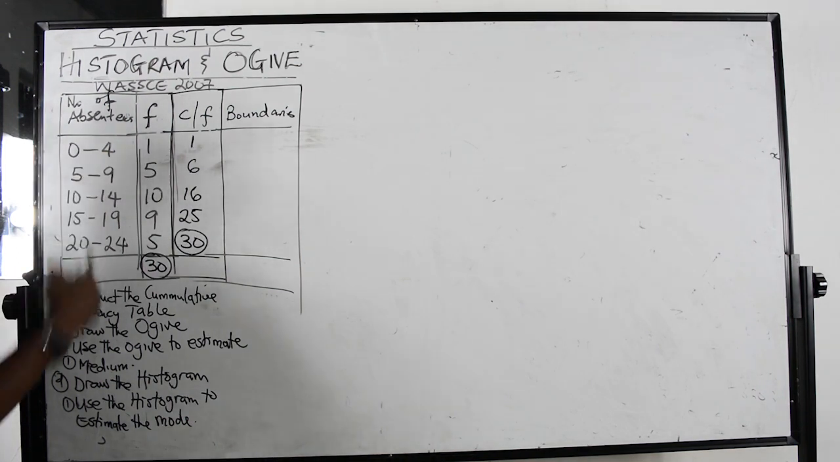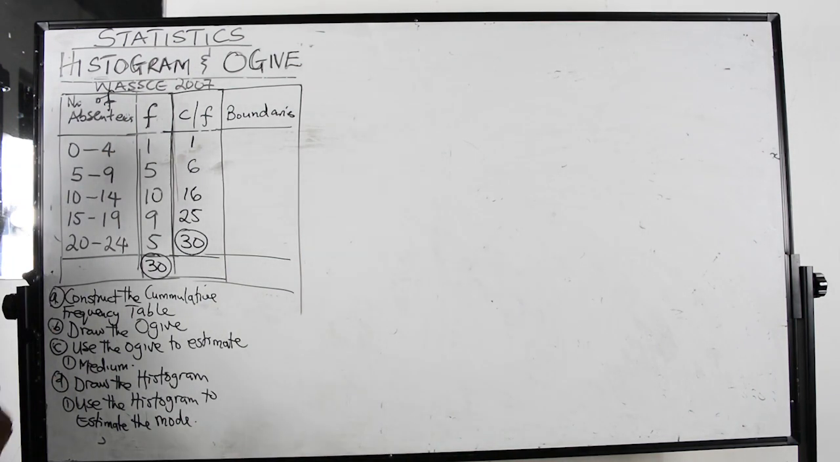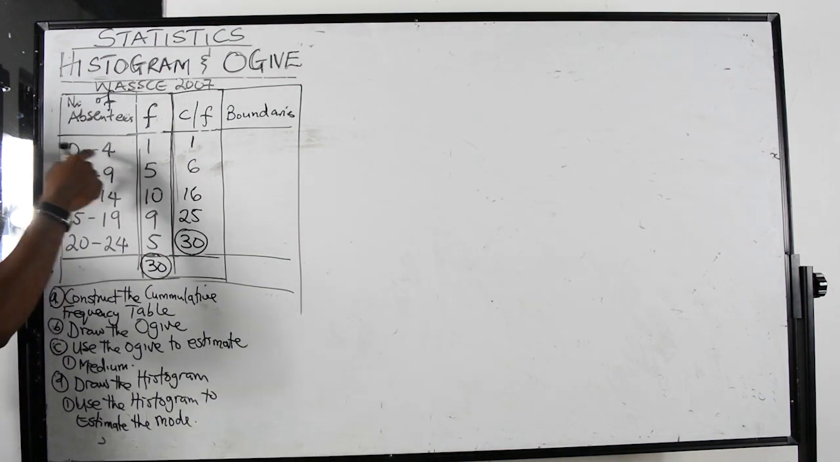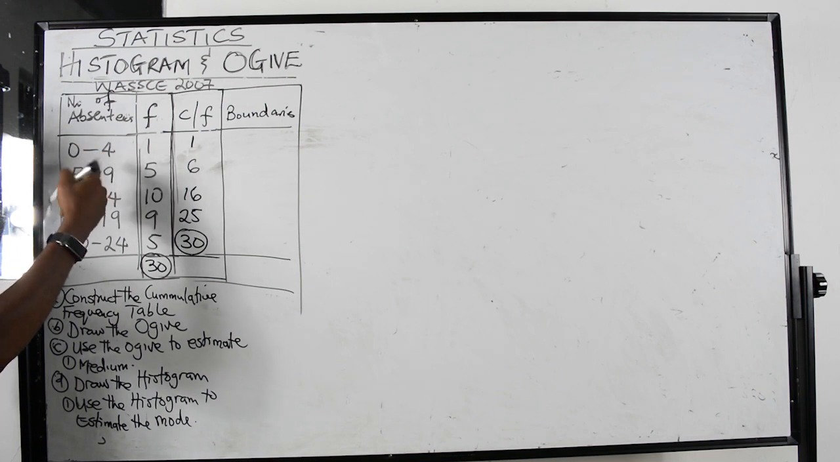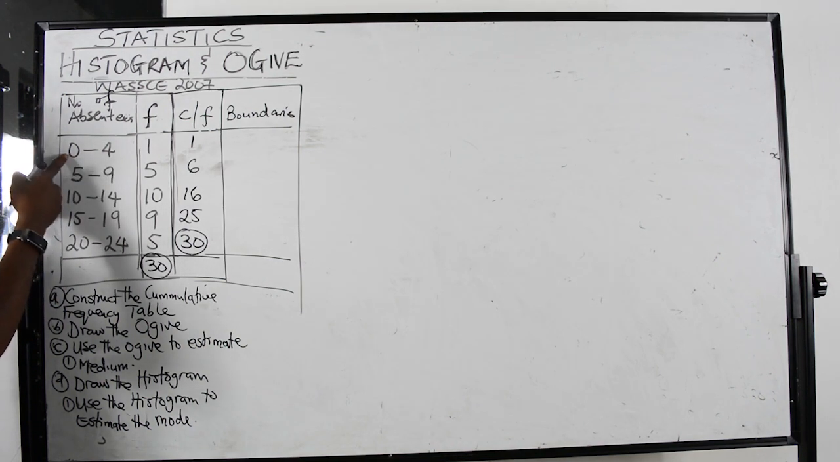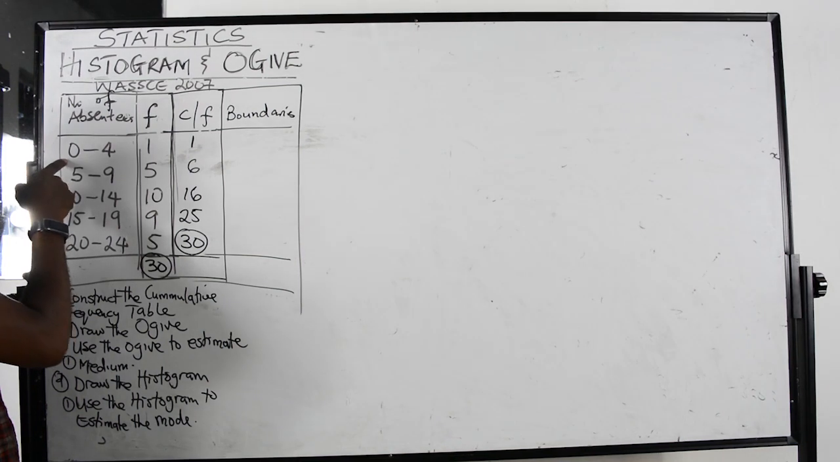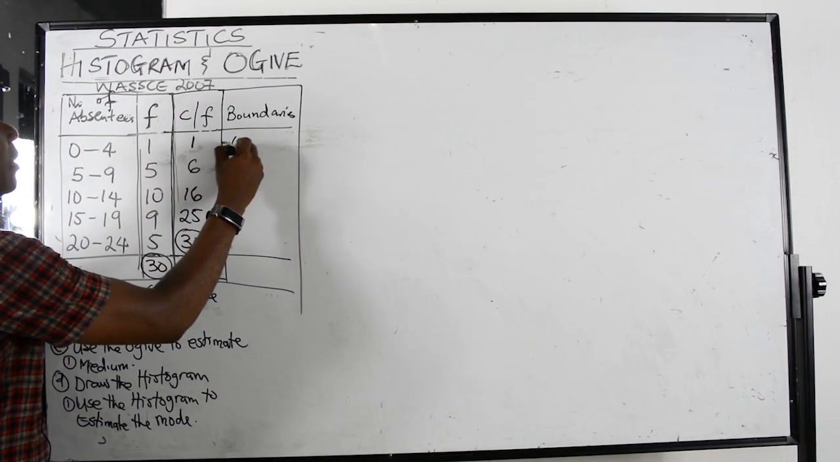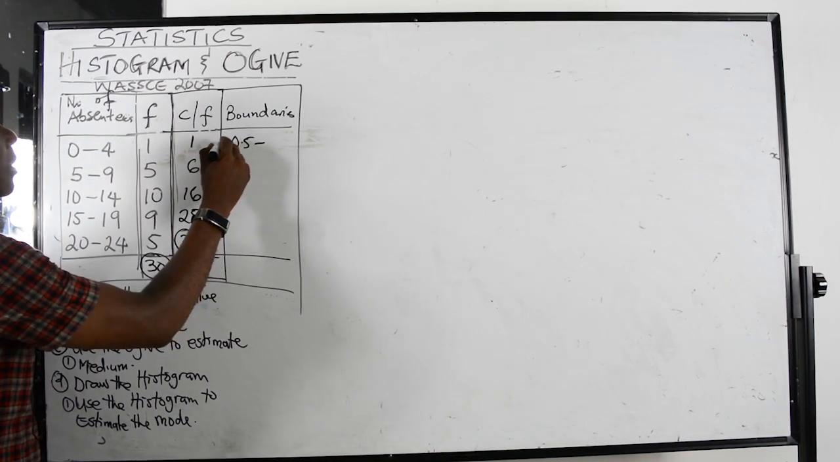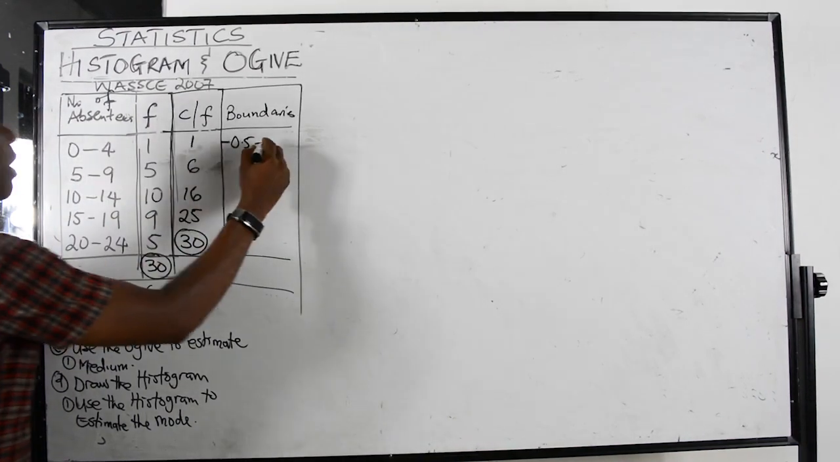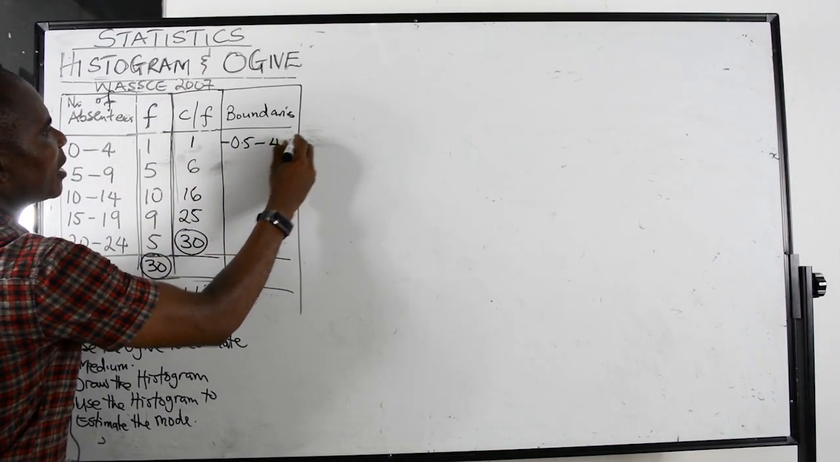If I have a number like 4.2, it will be difficult for me to position it, so I have to find a way to fix that number right inside this distribution. The difference between 4 and 5 is 1. 1 divided by 2 gives me 0.5, which is half. So the 0.5 is subtracted from the lower class limit and added to the upper class limit. If I subtract 0.5 from here, I'll have minus 0.5. If I add 0.5 here, I'll have 4.5. That's how I got it.